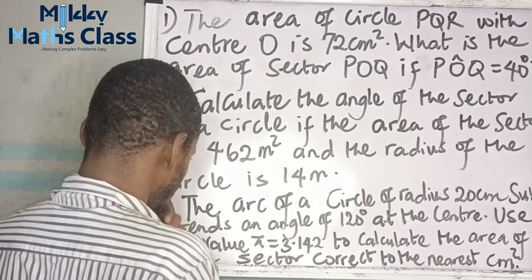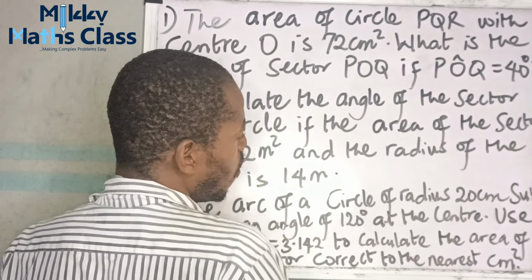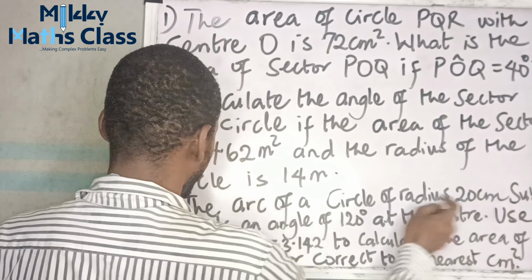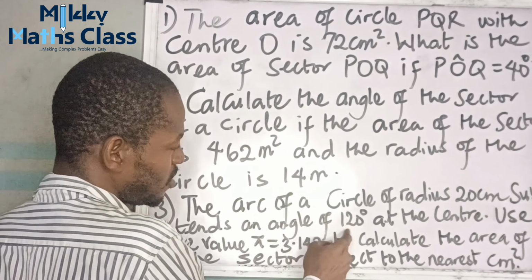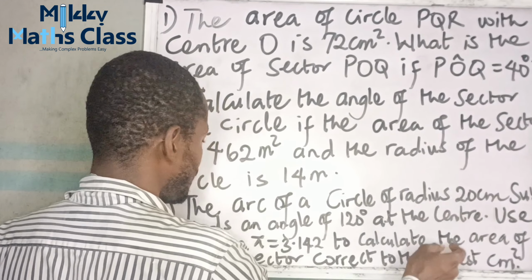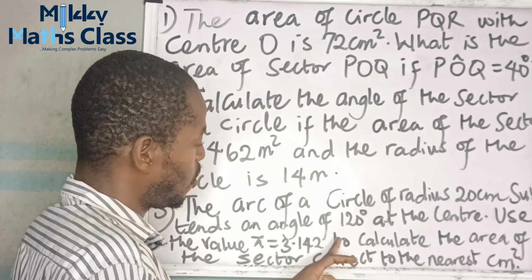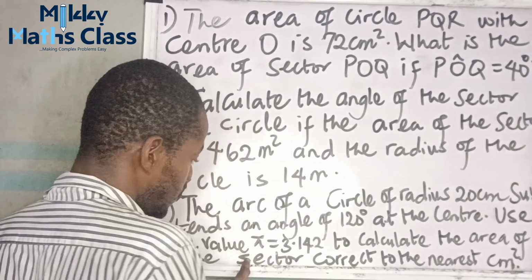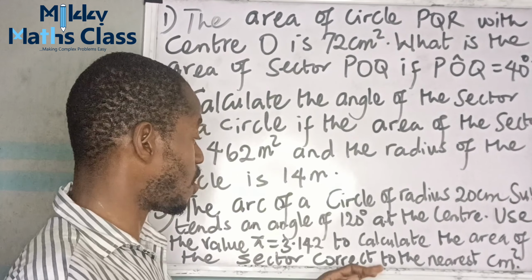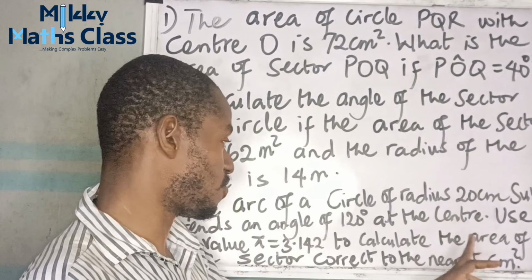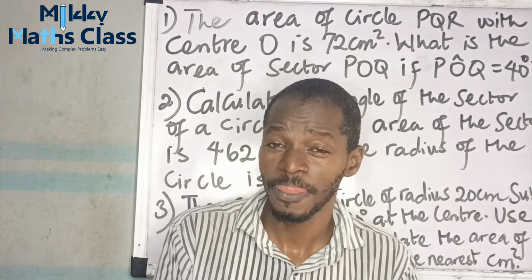And the last but not the least, it says the arc of a circle of radius 20 centimeters subtends an angle of 120 degrees at the center. Use the value pi equals 3.142 to calculate the area of the sector. Correct your answer to the nearest centimeter square.